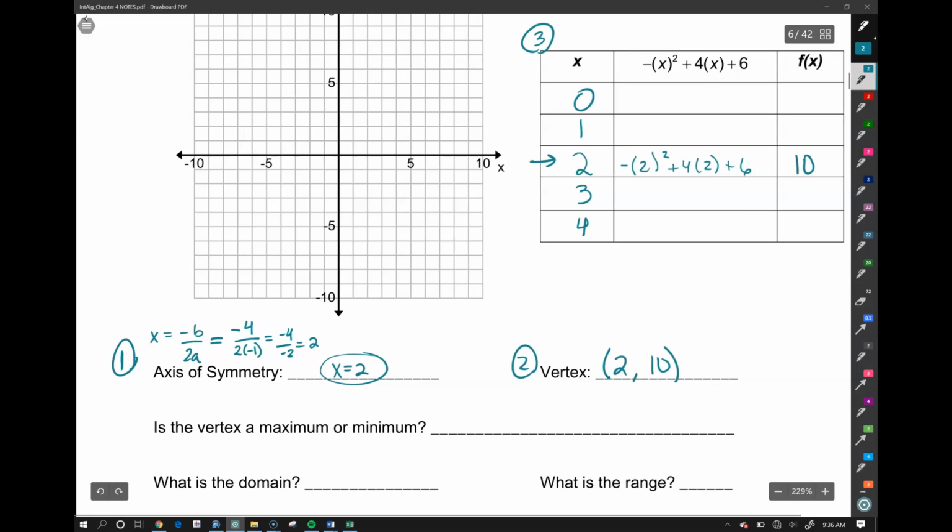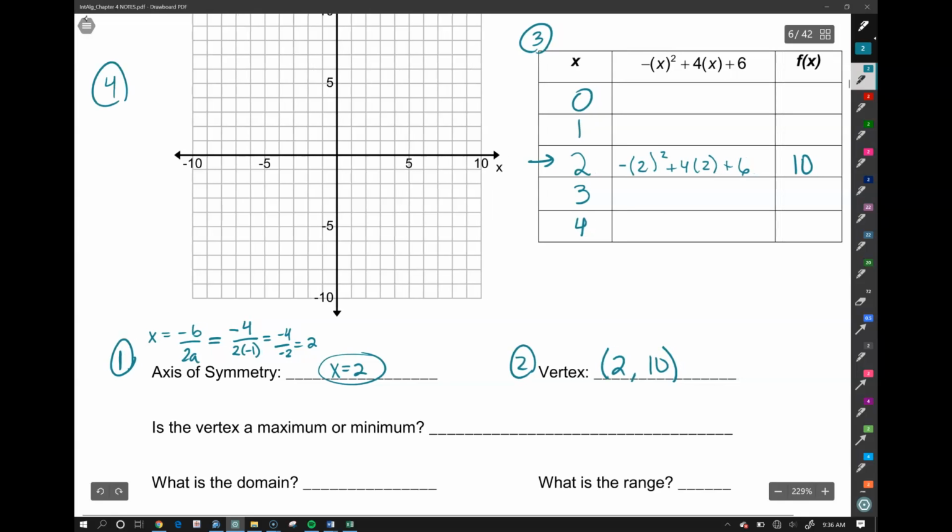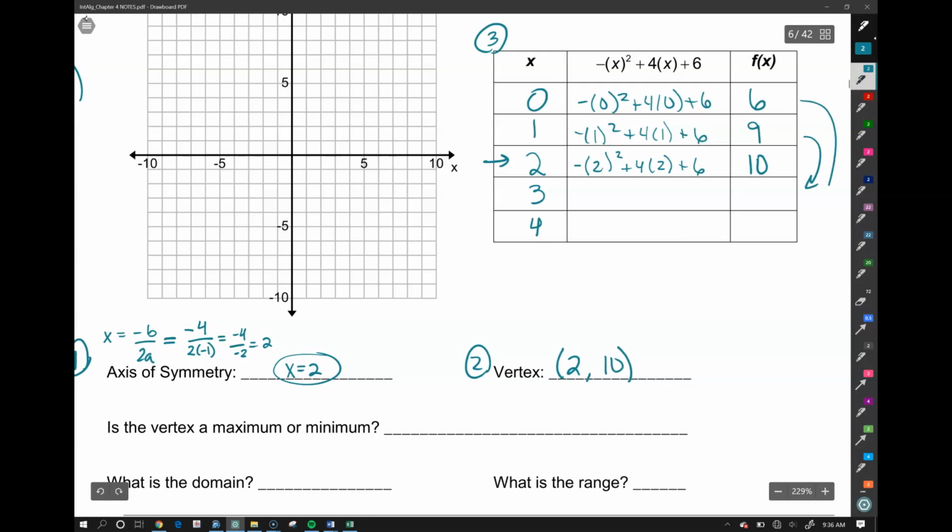So just by looking at the equation, you see it's a negative in front of x squared. It'll be facing down, a sad face, like a hill. It goes up to a max. Okay. So it's 6, and then let's find the other one. Negative 1 plus 4 plus 6, that's 9. And then just use the symmetry, you know it's going to be symmetric.